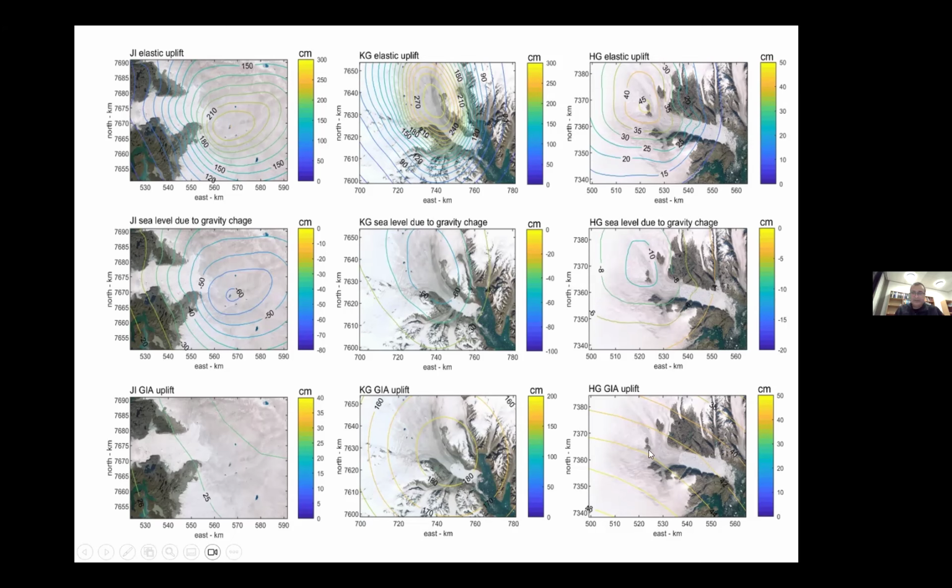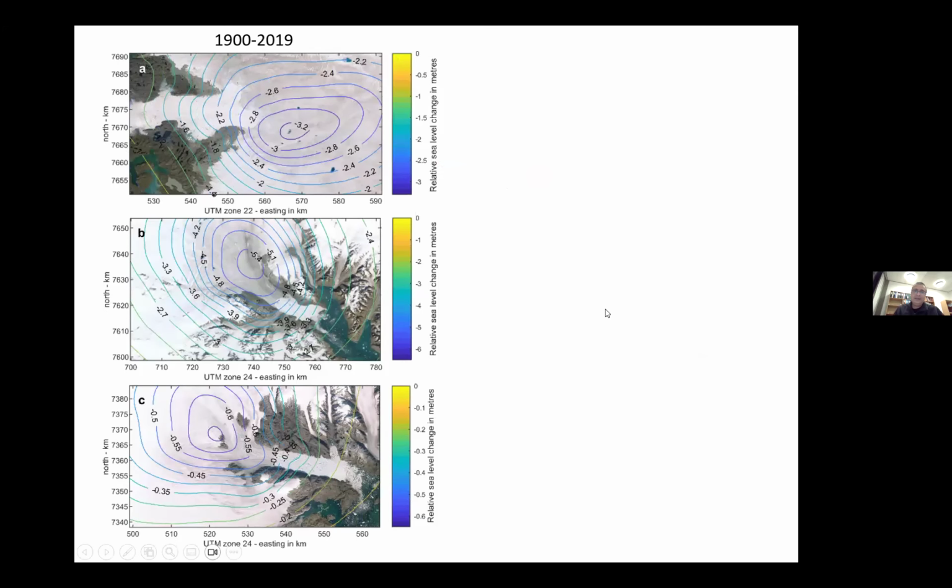And if we also take the GIA effect into account, so if we look at all the three contributions, then we have a relative sea level change. So if we are standing next to Jakobshavn glacier front, then we will experience a sea level drop of 2.2 meter over 120 years, or for Kangerlussuaq, it's in the order of approximately 5 meter of sea level drop.